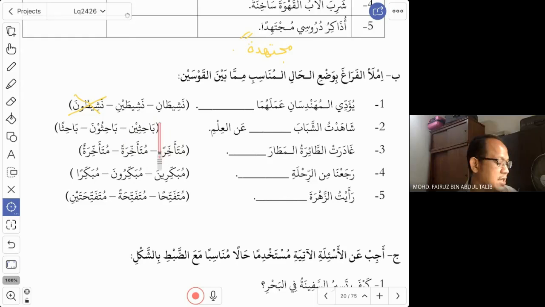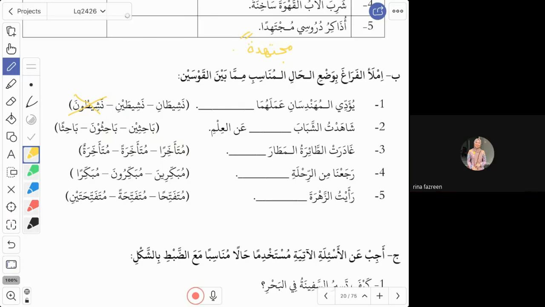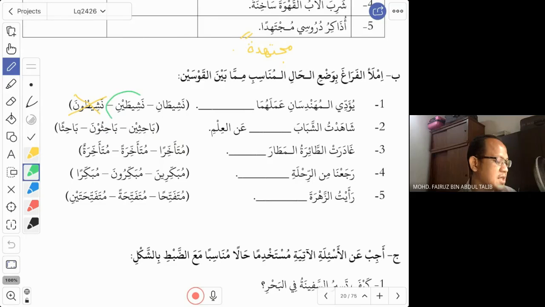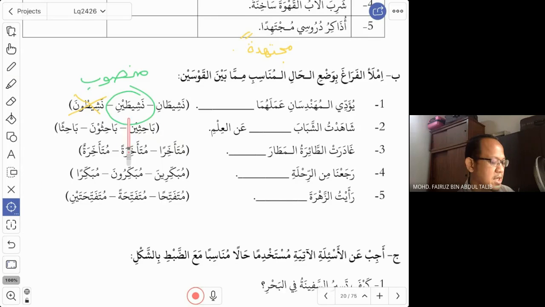The ya version, good. Why the ya version? Mansub, yes. This is mansub. So this is the correct hal. So we don't say yu'addil muhandisani amalahuma nashitan. It is not correct if you say nashitan. So this is the sahih, the correct hal.